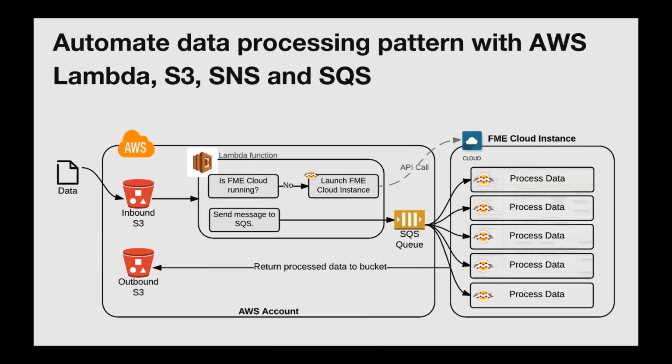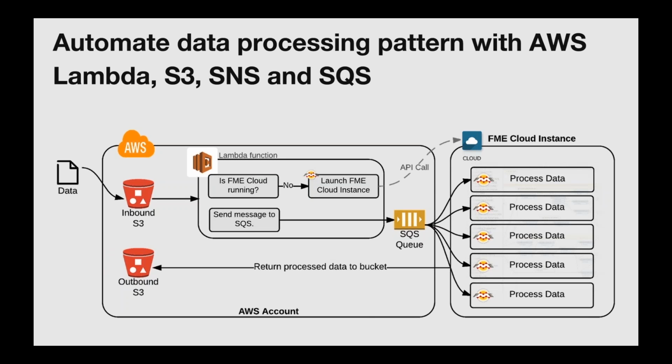Exactly, yeah. And then what we do is we hook a Lambda function up, and all this Lambda function does is take the message in. Every time data is uploaded, the Lambda function is called, and it checks to see if an FME Cloud instance is running. It uses the API call to ask, is the FME Cloud instance running? If it isn't running, we launch the FME Cloud instance dynamically using the API. It takes about 2 minutes.